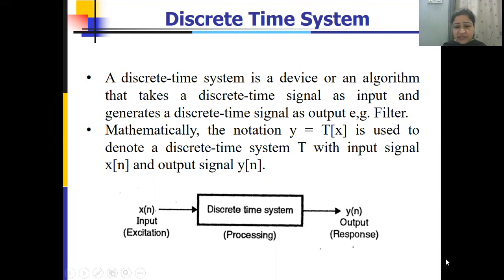Mathematically, the notation of any discrete time system is given by y = T[x], where x is the input signal, which is also known as excitation, y is the output signal, which is also known as response, and T is the operation of the discrete time system. So whenever this operation is performed on the input signal, output is generated. So it is written as y = T[x].